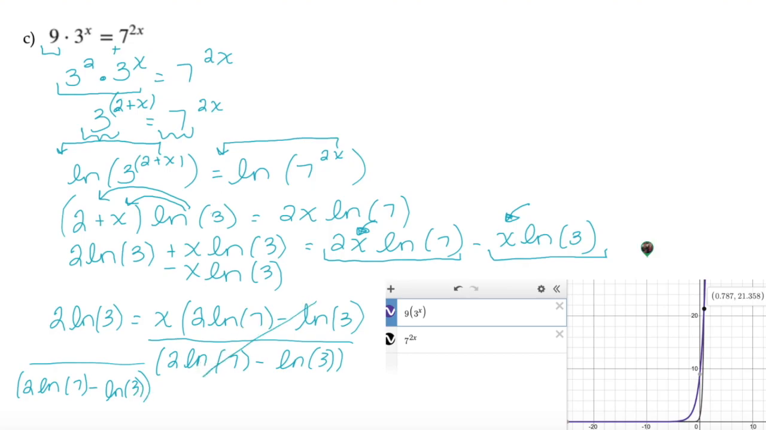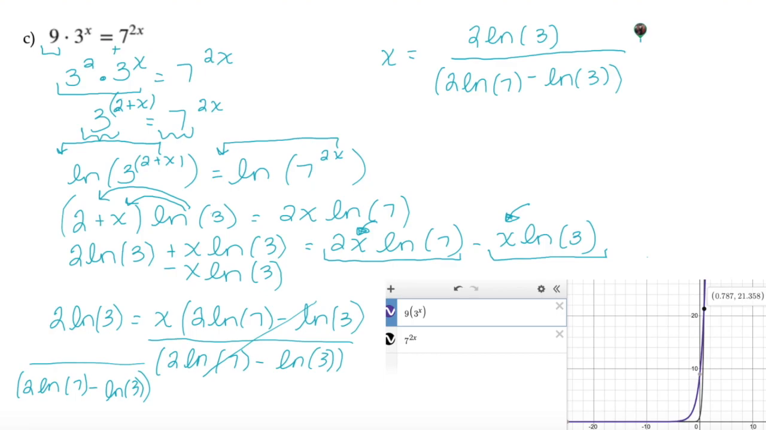So therefore, x is equal to 2 times the natural log of 3 over 2 times the natural log of 7 minus the natural log of 3. So a really ugly decimal is certainly what this is going to be. When we approximate this, plugging into our calculator, we end up with about 0.787.